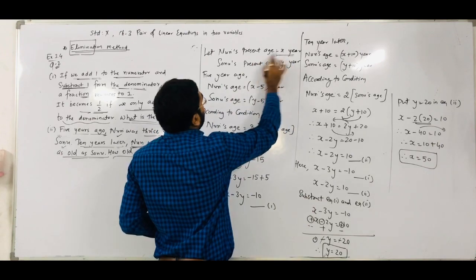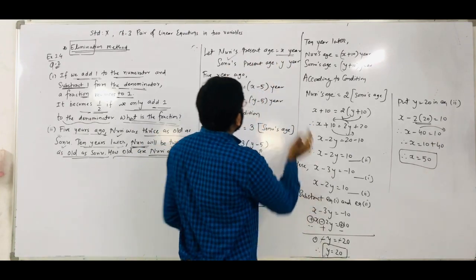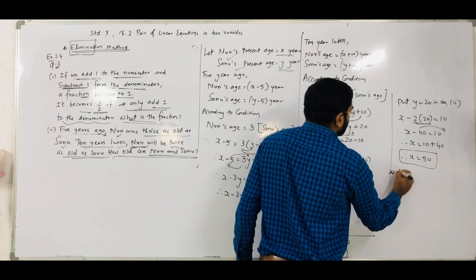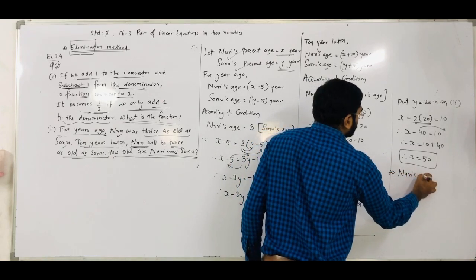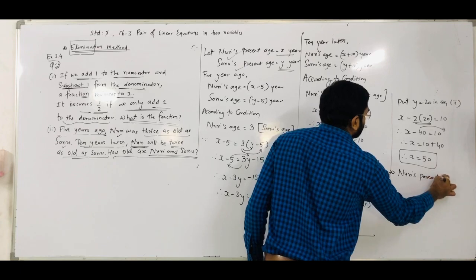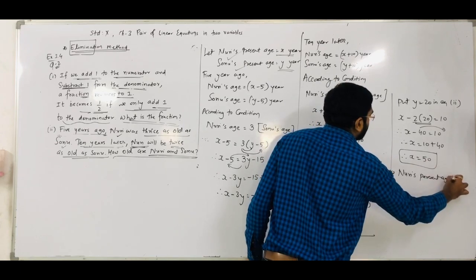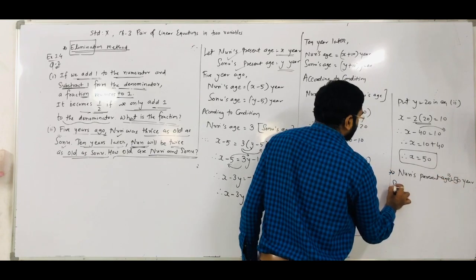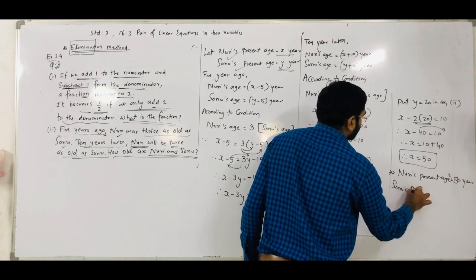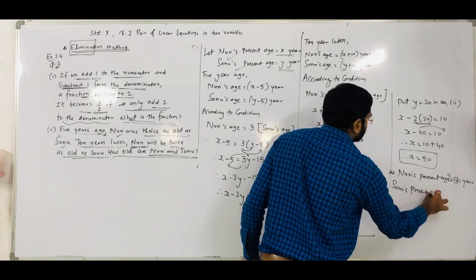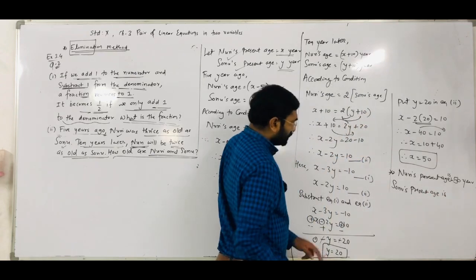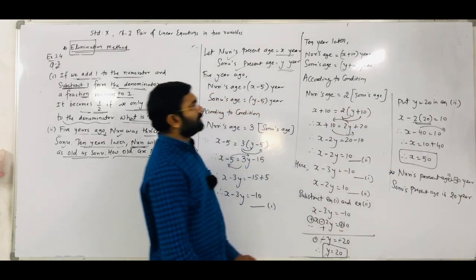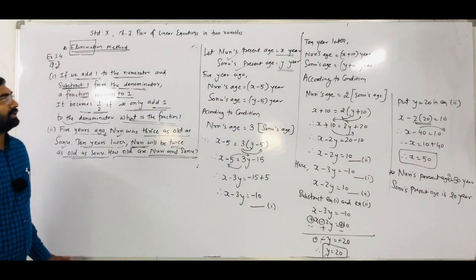Now x we assumed for the present age of Nuri, and y we assumed for the present age of Sonu, so we have to write both present ages. Nuri's present age is what? How many years? 50 years, right? Present age is 50 years, and Sonu's present age is how many years? The y value is what? 20 years. Okay. So that way you can solve the questions using the elimination method.